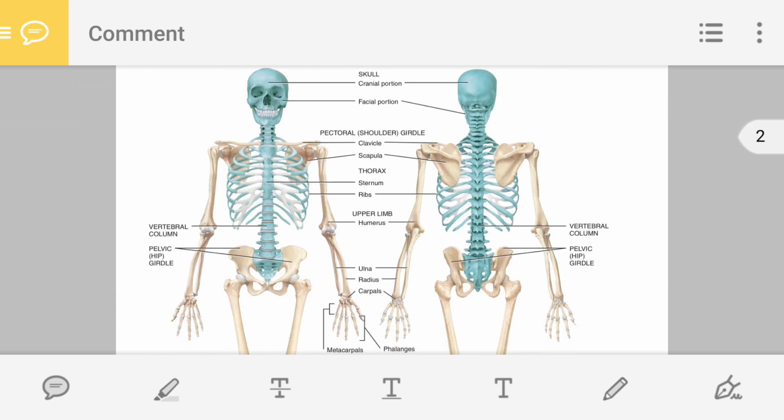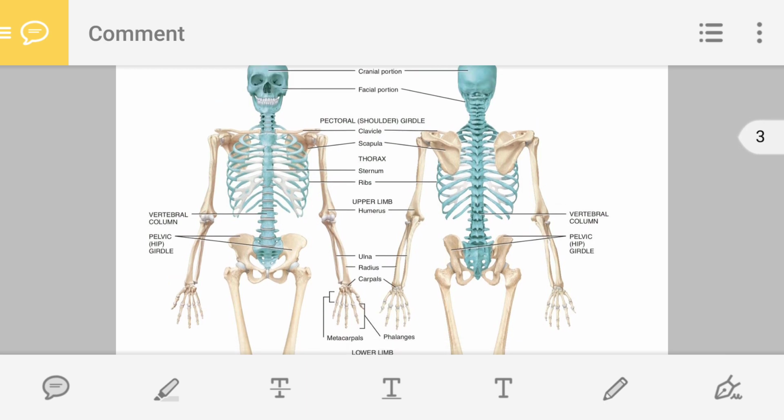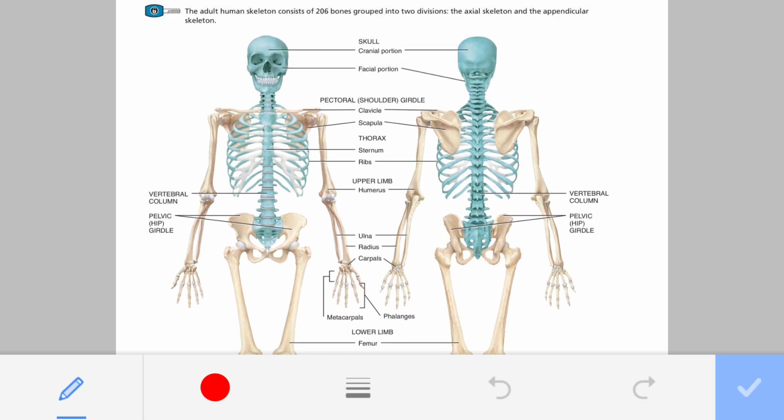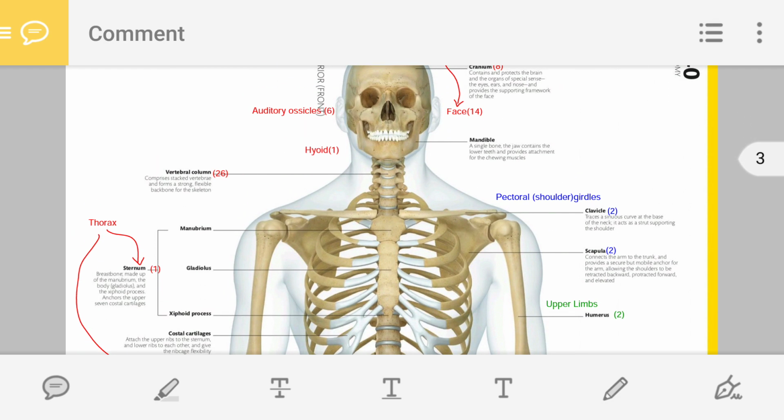Now here this one is the skeleton. This one is the ventral view of the skeleton, and this one is the dorsal view of the skeleton. Okay, now this is the figure. Now we are starting our topic of the axial skeleton, then we will discuss the appendicular skeleton.